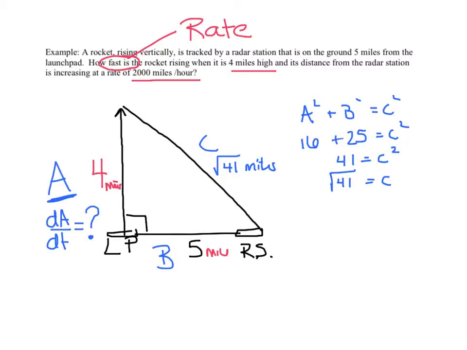Now they give me one other thing. Notice the units of this. It says 2,000 miles per hour. I want you to jot that down and write the word rate under that. When they say miles per something or anything, feet per second, they're giving you a rate.